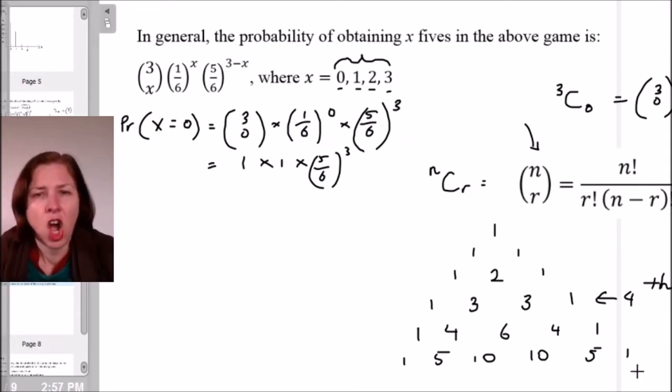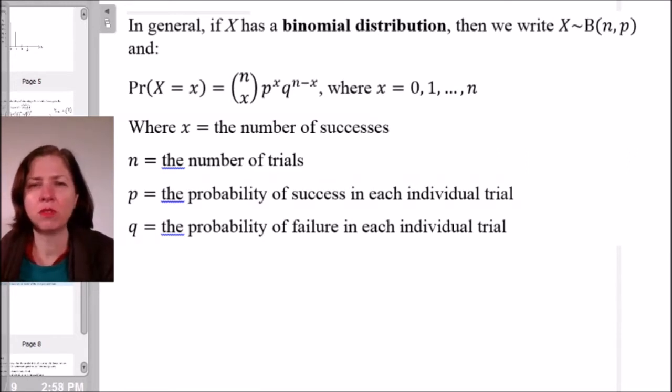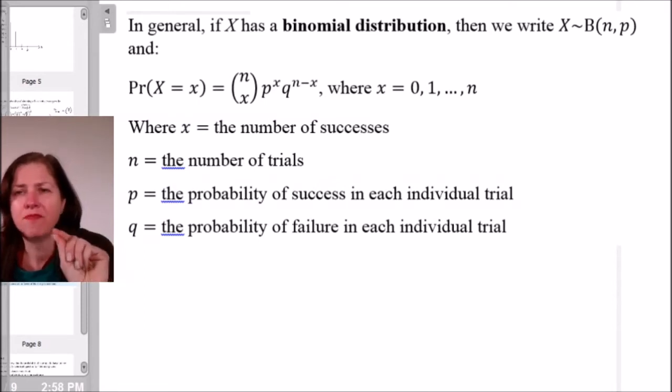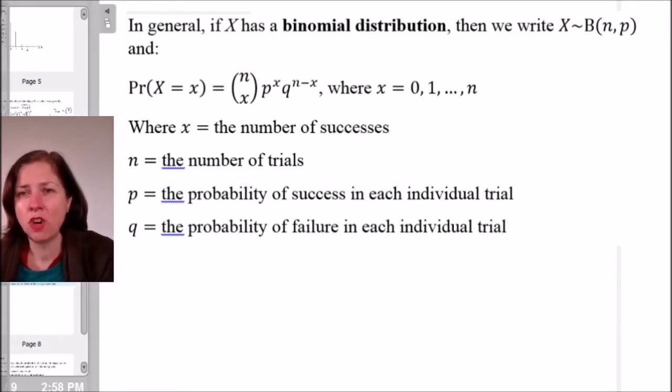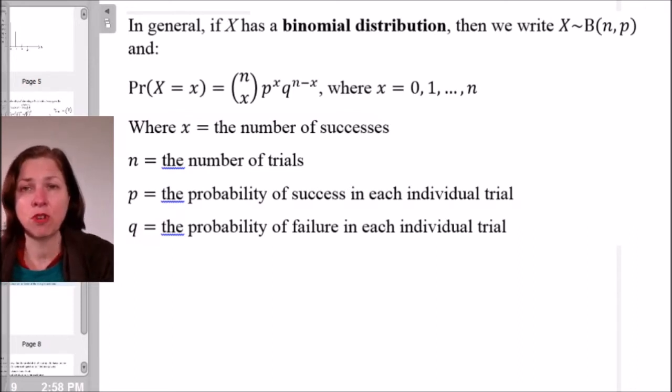Okay. All right, so let's look at that in general. This is specific to the game we just played. Here is what it looks like in general. If capital X has a binomial distribution, and we know it's binomial because we've identified it's a Bernoulli sequence, then the first thing we write is X is binomial. That little squiggle means it's distributed as, and the B means binomial. And then the first thing we put is n. n is the number of trials. And the second thing we write down is p. Quite often, there's a mark in writing that down.